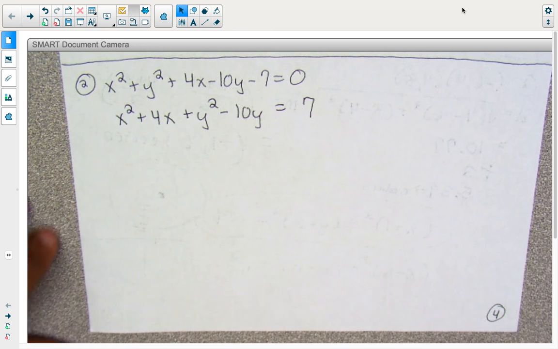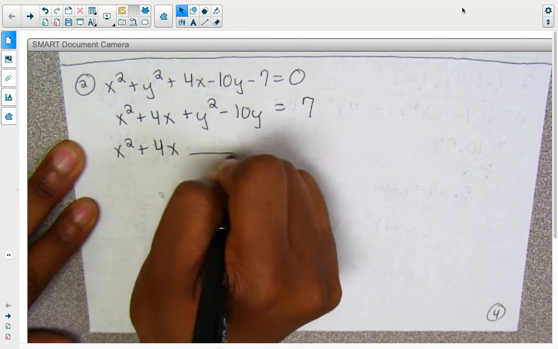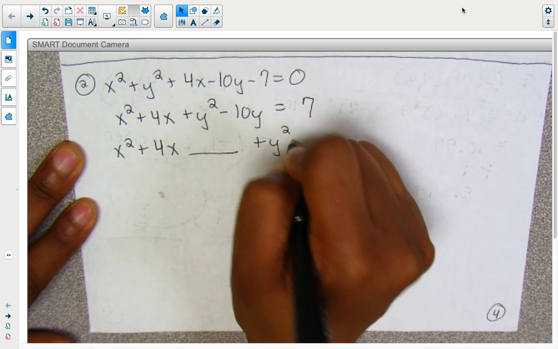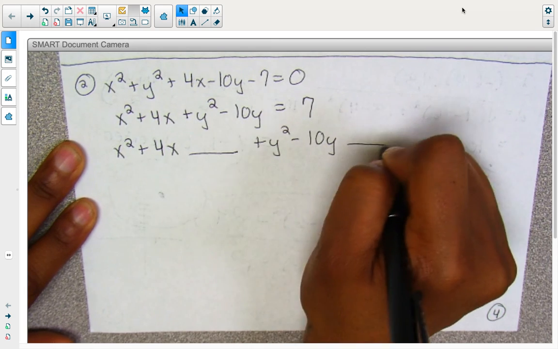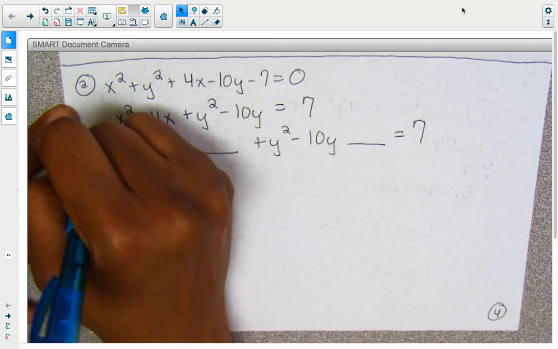Now we are going to complete the square. So we're going to leave a little space. All right, good idea. It's not going to hurt you to put your steps over to the side. It'll help you with factoring. It'll help you remember your steps for completing the square.